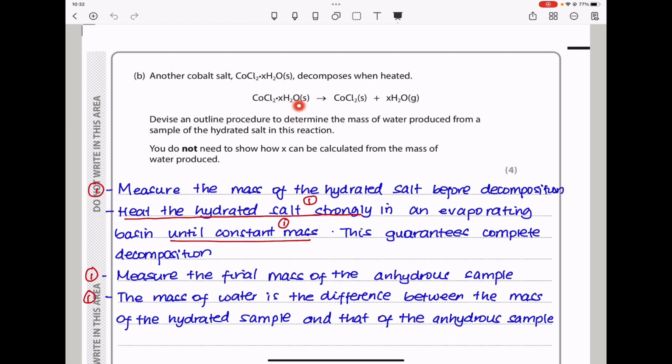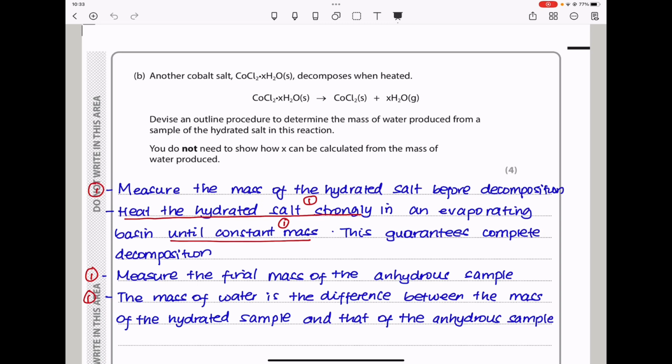So the thermal decomposition produces cobalt chloride, as well as water, where we do not know the number of moles. They say devise an outline procedure to determine the mass of water produced from a sample of the hydrated salt in this reaction. They say you do not need to show how X can be calculated from the mass of the water. So in this experiment, we have to measure the mass.